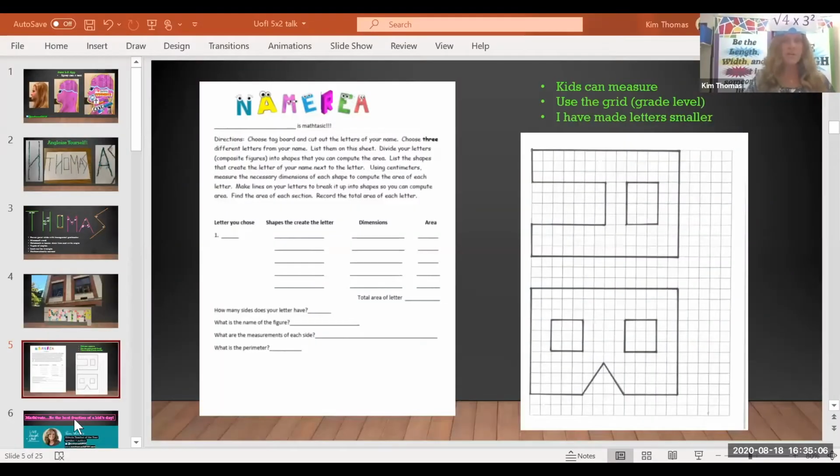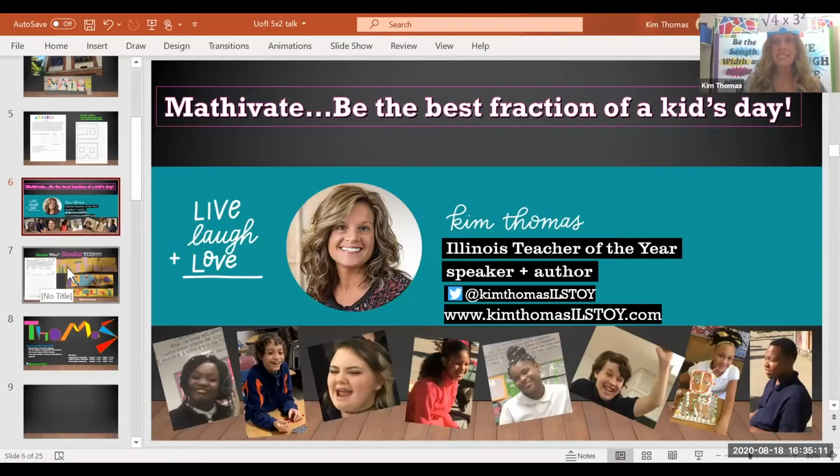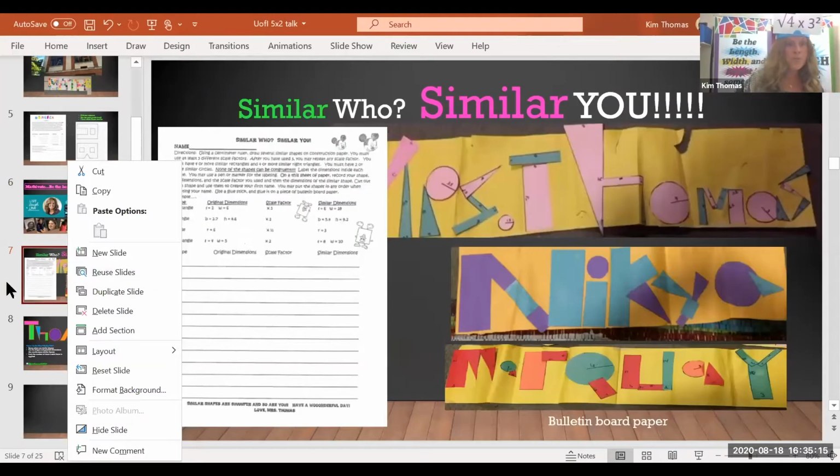And of course, they would show me theirs or put it in the chat. And you can never copy what somebody else did, so that makes it even more challenging and fun. So I'm going to share with you some of the other things that I do in my classroom. Here we go. One of them is Similar Who, Similar You.